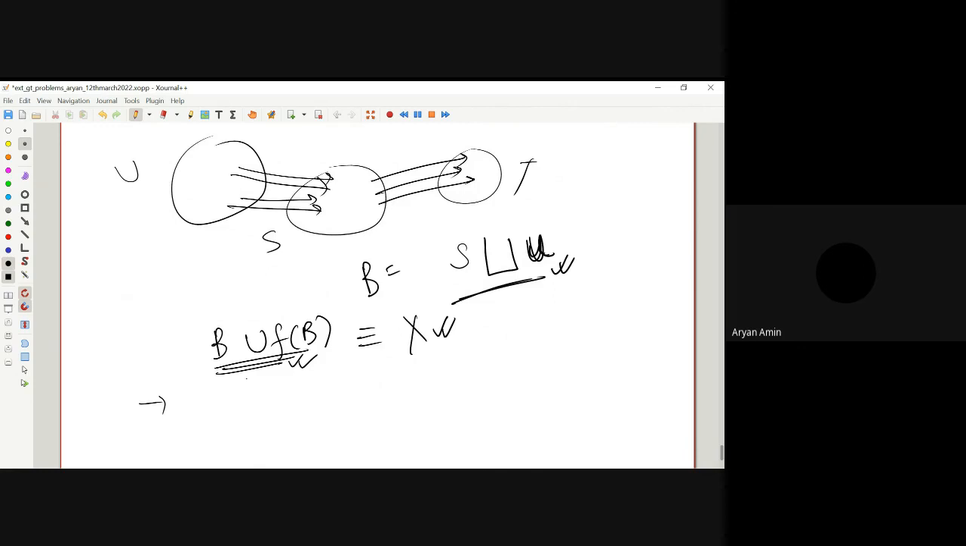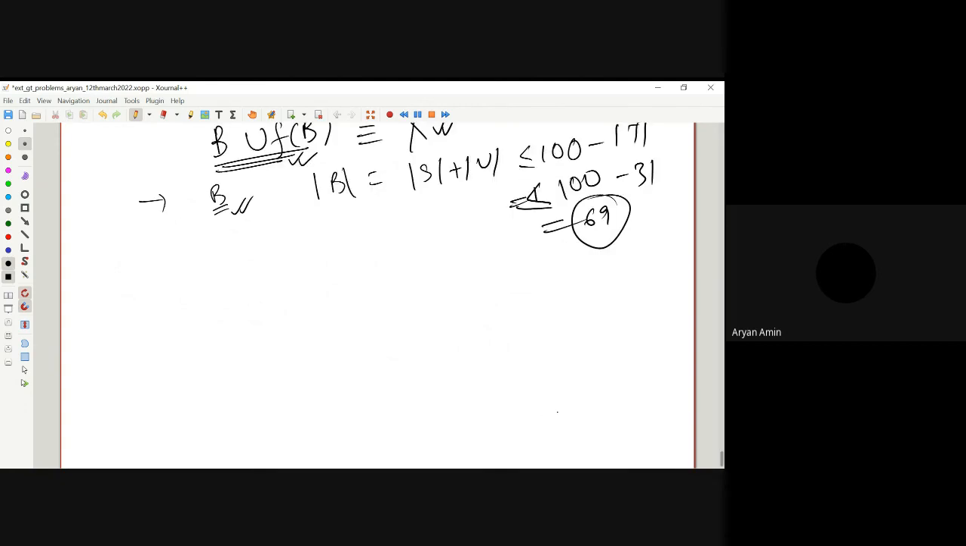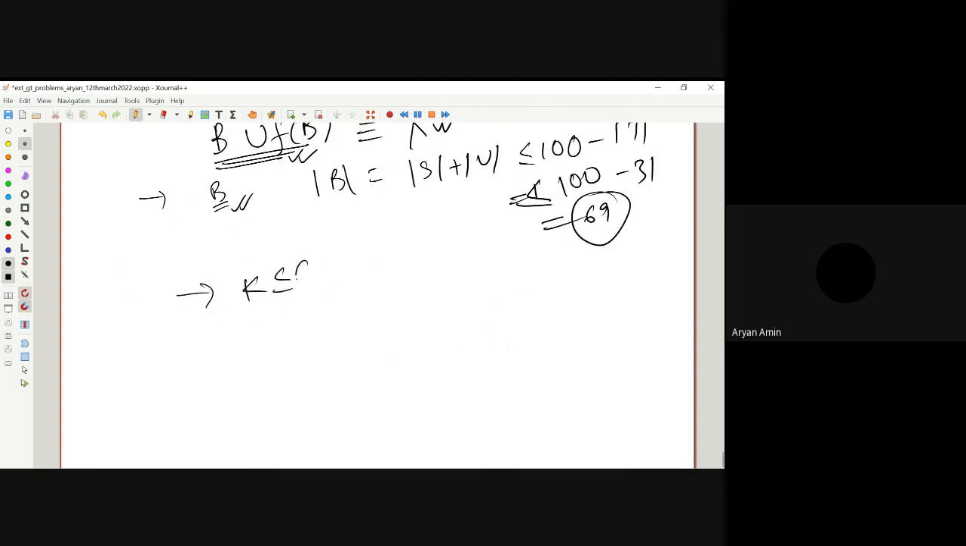So now B, what is B? Mod B is basically, since U and S are disjoint, just S plus U. So that is at most 100 minus T, which is 100 minus 31, that is 69. So we came to the conclusion that K is at most 69.